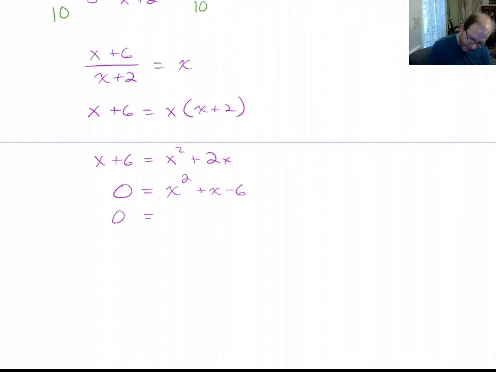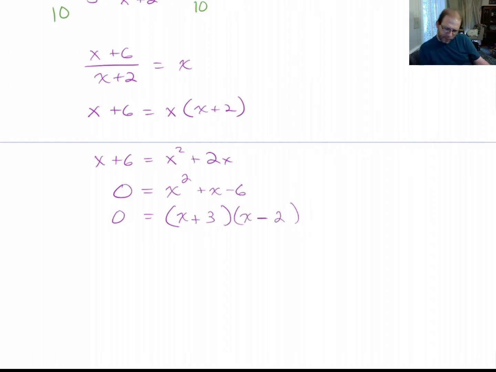And that'll factor into something with 3 and 2. We'll put a plus here and a minus there, so we get positive 3x, positive x and negative 6. So this gives me two solutions. X equals negative 3 and x equals positive 2.